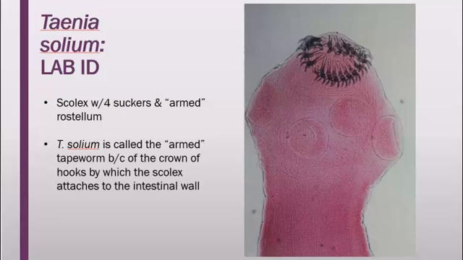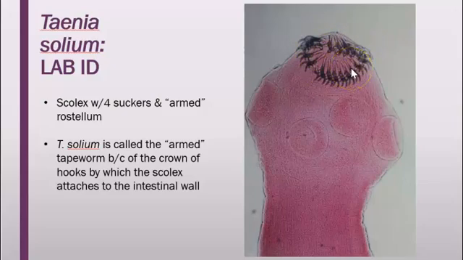You should be able to differentiate species if you're able to see the scolex of T. solium versus the scolex of T. saginata. The scolex of T. solium has 4 suckers as well, but it has what we refer to as an armed rostellum. So if you look over here, you see the 4 suckers. There's 1, 2, 3, 4. But here is the armed rostellum. You have these hook structures. And that's what makes it armed, or why we refer to it as armed.